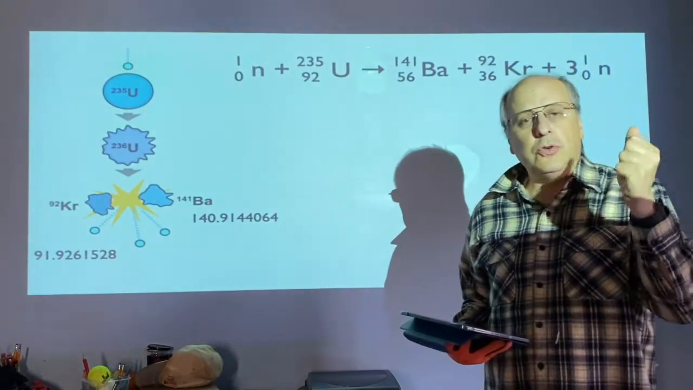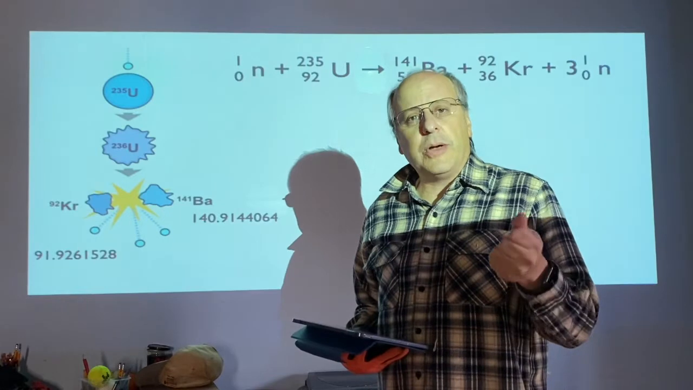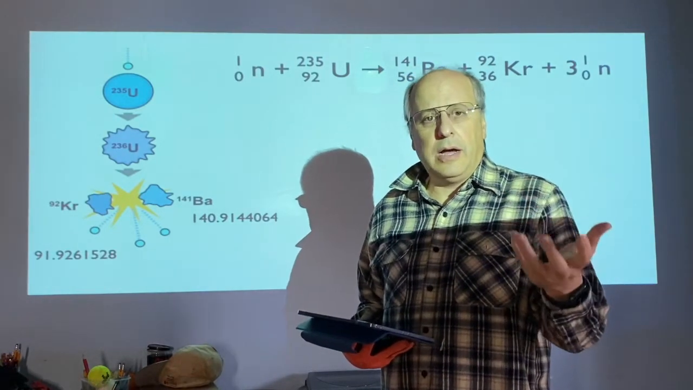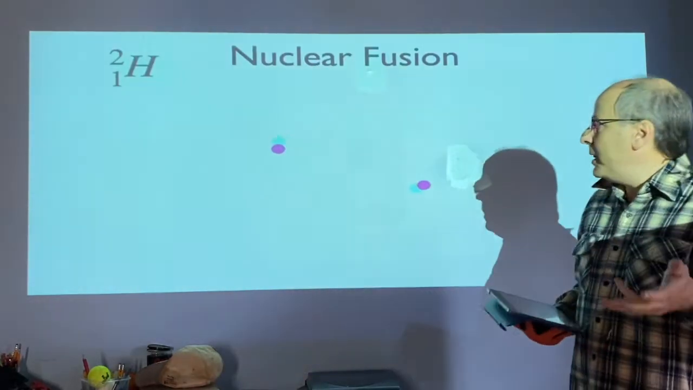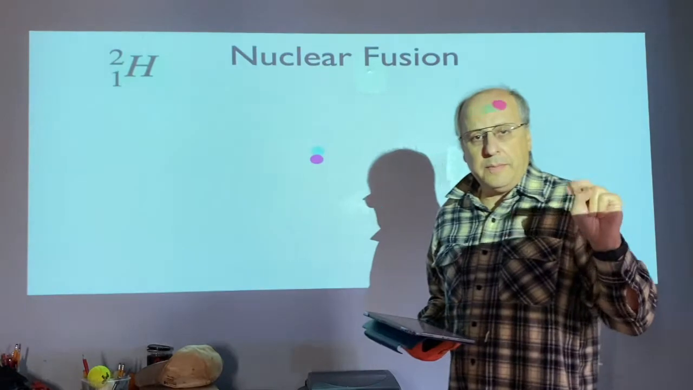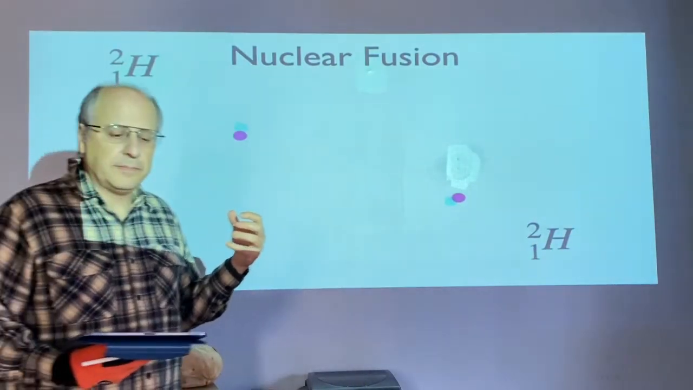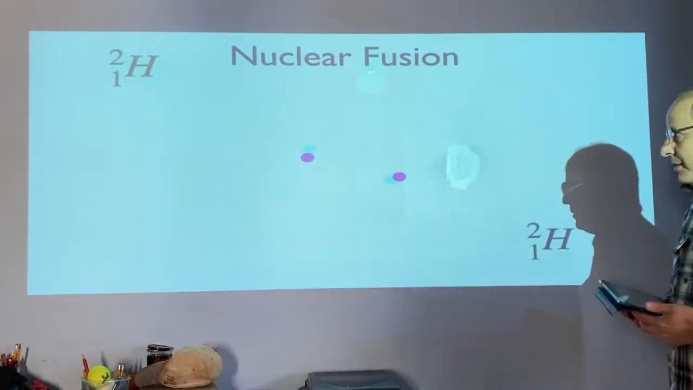This happens in nuclear power plants like the one we have down in Salem, and it also happens in the atomic bombs like we had in Hiroshima and Nagasaki. Today we'd like to talk about the second major way of changing the isotopes, and that is nuclear fusion.